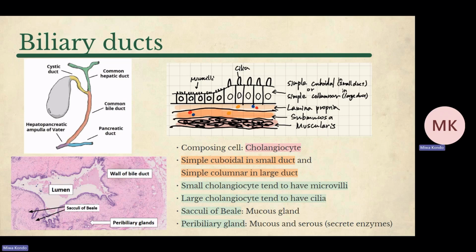These cells are called cholangiocytes. The small cholangiocytes tend to have microvilli, and the larger ones tend to have cilia on their apical surface. Below the epithelium, there's a lamina propria, followed by submucosa and muscularis layers. Unlike in the gallbladder, where there are no mucus glands, the biliary ducts have two types of glands: the saccules of Beale, a mucus gland, and the peribiliary glands, which are both mucus and serous glands.